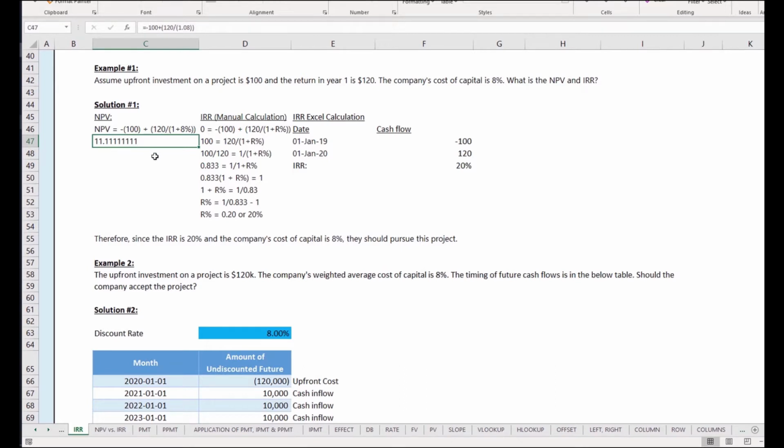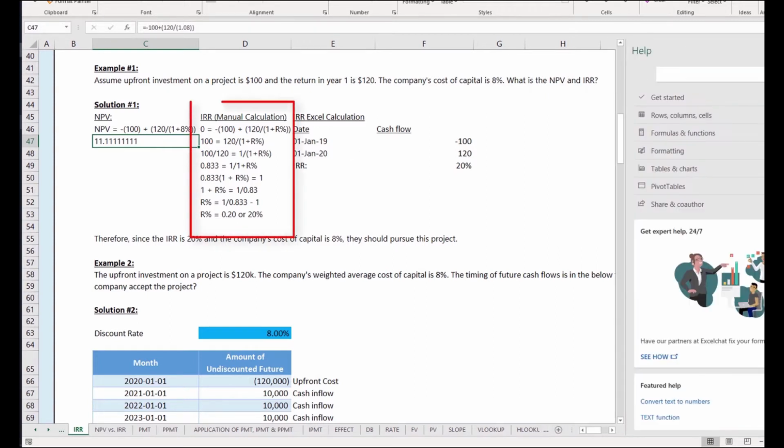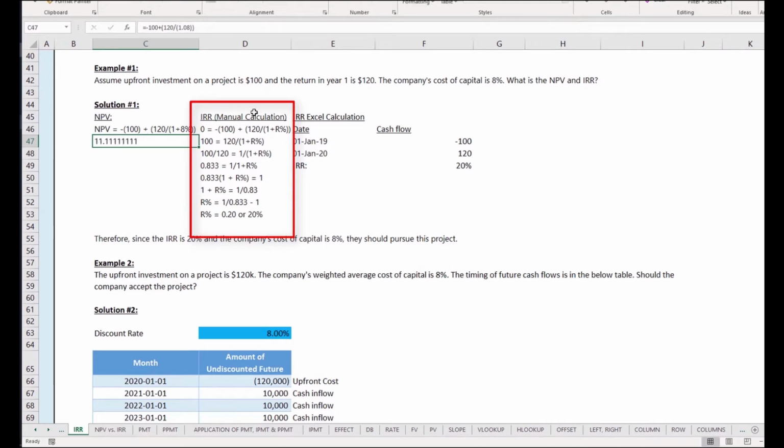Let's take a look at how we calculate the IRR. If we were to do a manual calculation of the IRR, we would want to set the NPV equal to 0, and then we put negative 100 for the upfront cost plus 120 divided by 1 plus R. We're trying to solve for R.